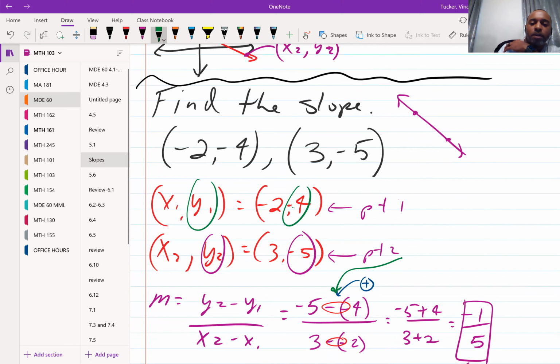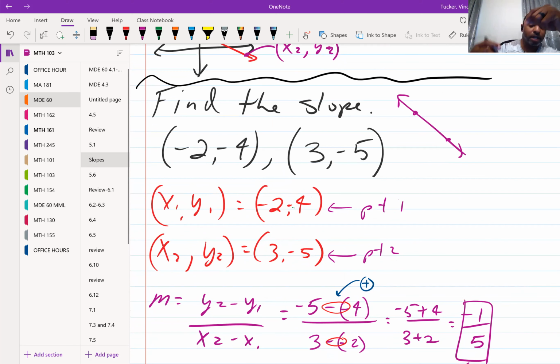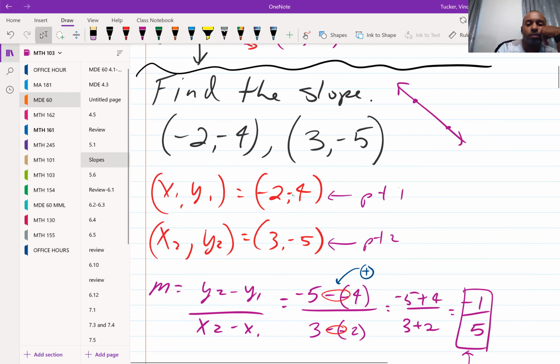So notice what we have right here, -5 minus -4. Make sure you don't lose a negative. Sometimes people will do that when they're substituting in values. There's a minus sign in the formula, and we're plugging in -4, so that's why it's -5 minus -4. Make sure you hold true to everything that's given. x2 is 3, x1 is -2, so that's 3 minus -2.